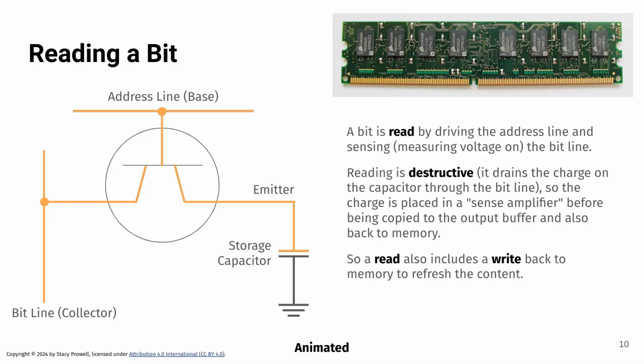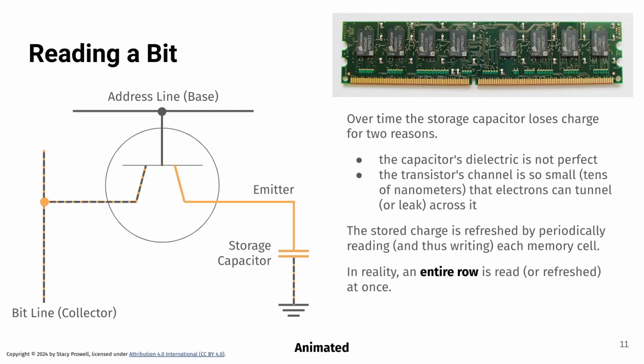And that will have the effect of charging or discharging the capacitor based on what was there previously. It fixes the charge of the capacitor either back to full or back to empty. And so it basically refreshes that byte. But you can think of this as, it's read and then it's written back to the capacitor. That's a fine way to think about it.